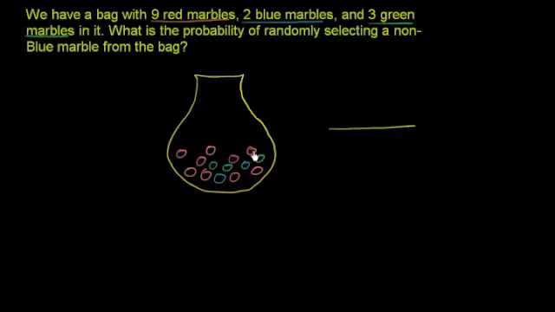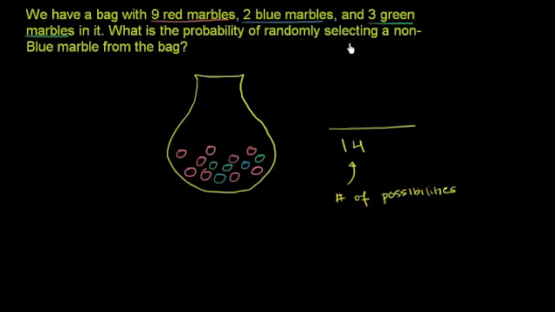So there are 1, 2, 3, 4, 5, 6, 7, 8, 9, 10, 11, 12, 13, 14 possible marbles. So this is the number of possibilities. And then we just have to think what fraction of those possibilities meet our constraints. And the other way you could have gotten 14 is just taking 9 plus 2 plus 3. So what number of those possibilities meet our constraints?